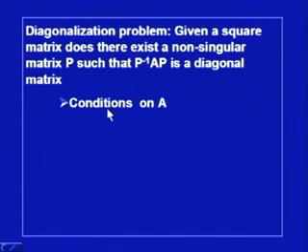So, we want to find out under what conditions the matrix A can be diagonalized, that is, under what condition it is possible to find P, and if it is possible to find P, then what is P? First we have to establish the existence of P, and then we have to find P. These are the issues related to the diagonalization problem.